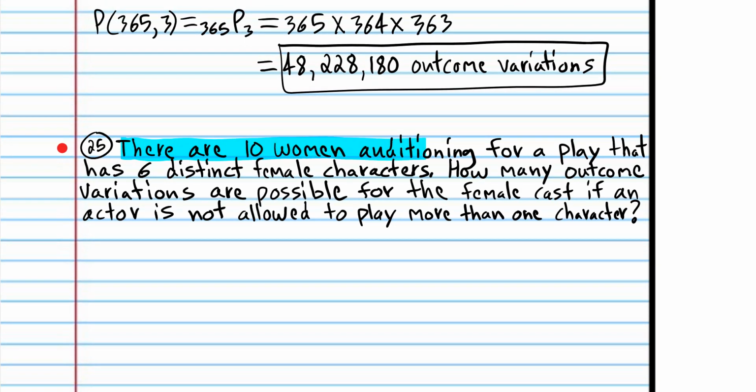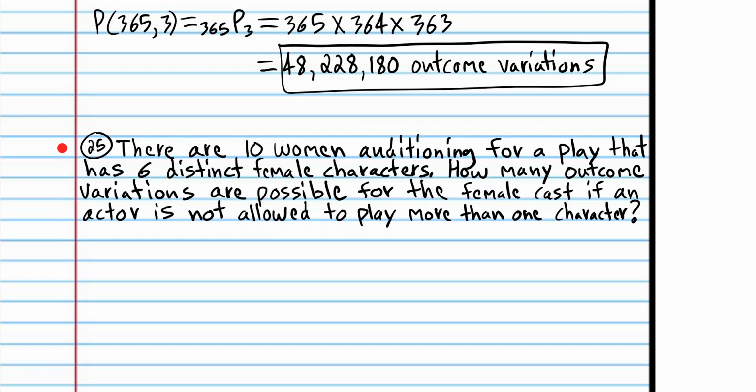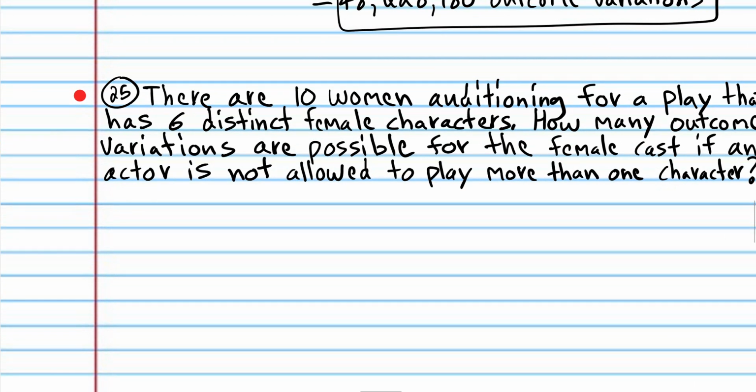There are 10 women auditioning for a play that has 6 distinct female characters. How many outcome variations are possible for the female cast if an actor is not allowed to play more than one character? So this is going to be P10, 6, or 10P6, however you want to notate it.